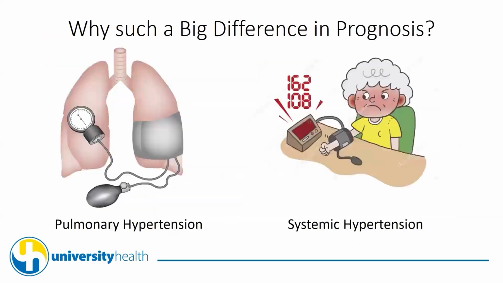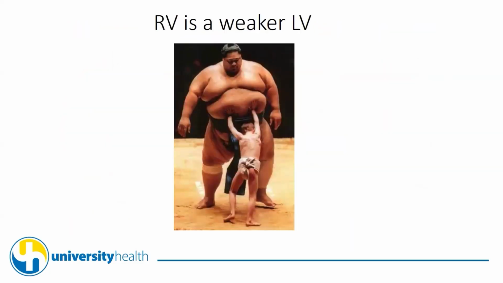So why is there such a big difference in prognosis between pulmonary hypertension and systemic hypertension? And it's really the ventricle that they're affecting. So systemic hypertension affects the left ventricle, and pulmonary hypertension affects the right ventricle. And there's this notion that the right ventricle is a weaker left ventricle. And I would argue against that. I would say the right ventricle is actually a different organ than the left ventricle.